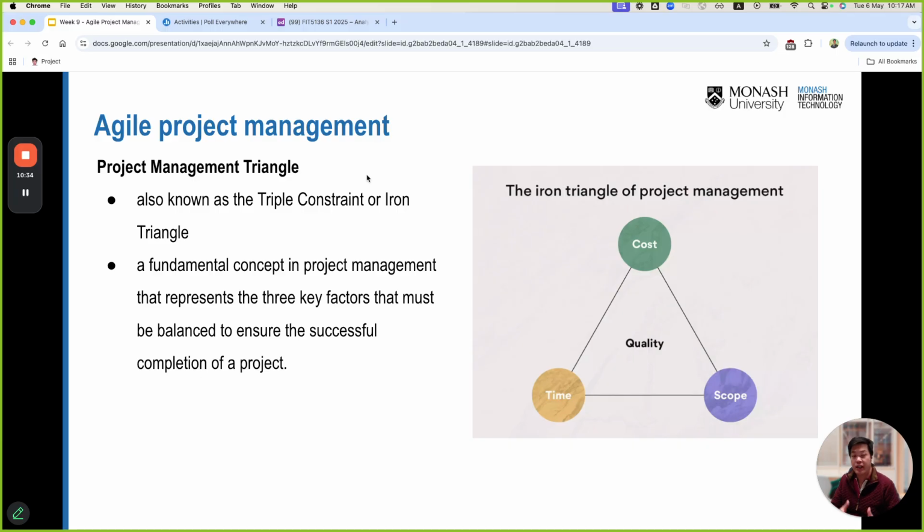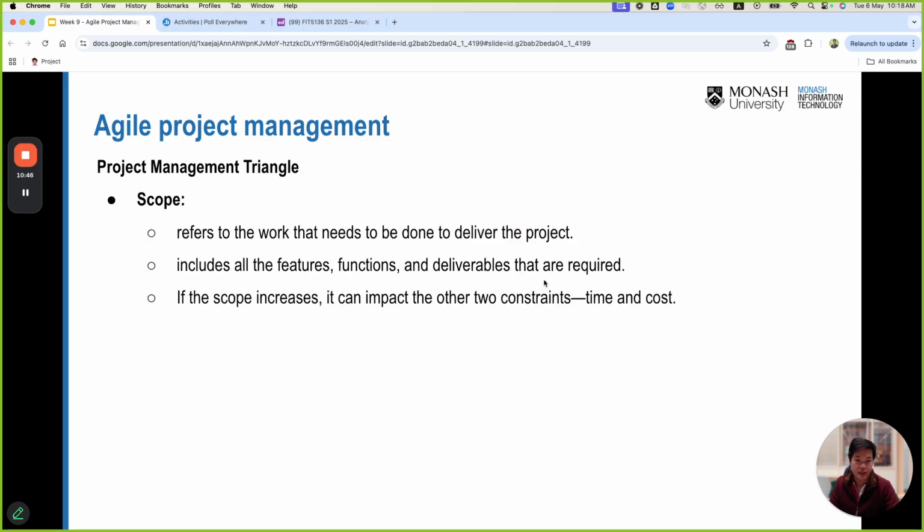And then we want to make sure that the scope is properly defined so that we can deliver the products on time, that kind of thing. Okay, so these are the three key factors that we need to consider when we prioritize the tasks in the project, when we manage the project.